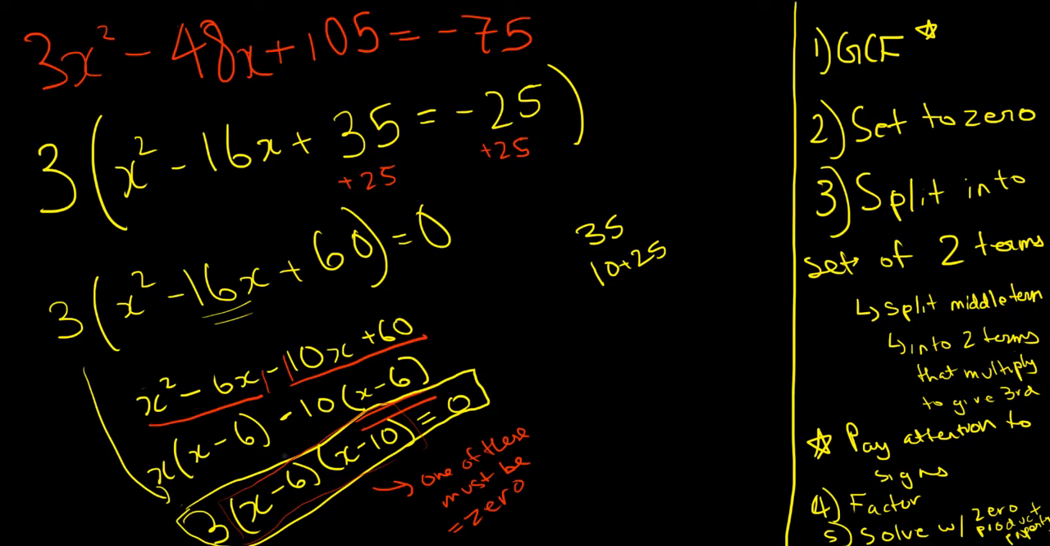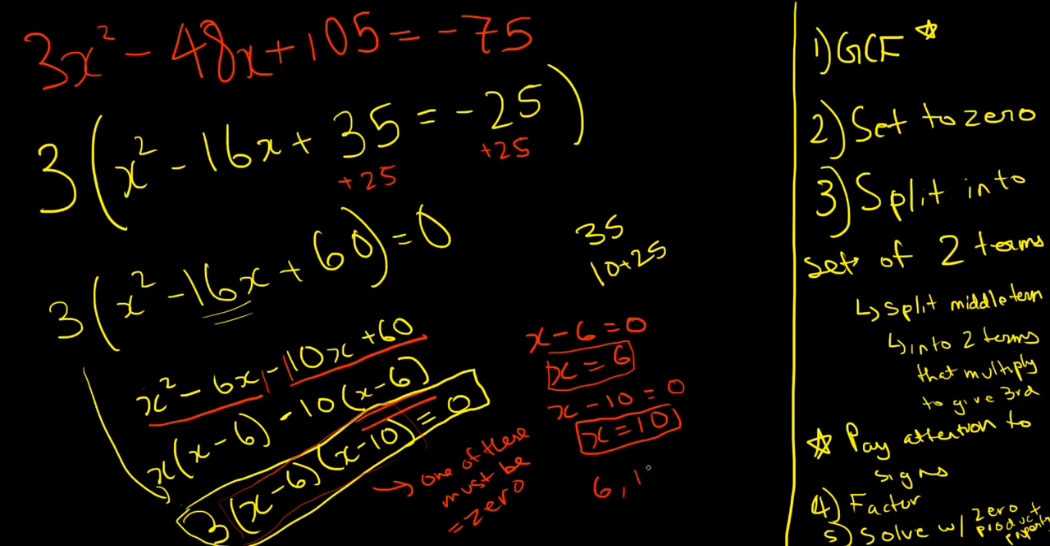So what we're going to do now is set each one of them equal to 0 and solve. X minus 6 is going to be equal to 0. If x minus 6 is equal to 0, then x would be 6. And what if x minus 10 was equal to 0? If x minus 10 was equal to 0, then x is equal to 10. Okay? So now our two solutions to this equation would be 6 and 10.